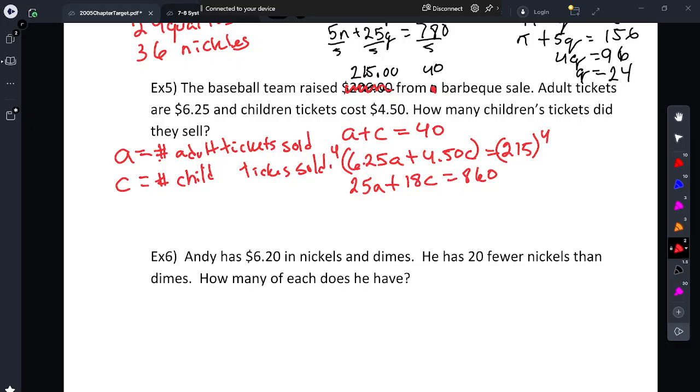Can I simplify that? What could I divide by? You can divide by 3. I don't think I can divide by 3 because 25 can't be divided by 3. 18 and 860 could not, actually. I don't think I can simplify that. So I'm going to take the first equation, and multiply it by 25 because it's easier to do math with 25. So I'm going to multiply by negative 25, and I'm going to write it down here. So I get negative 25A plus, minus what?